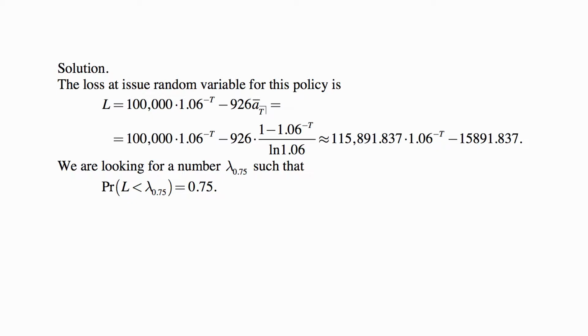The loss at issue random variable for this policy is $100,000 paid at the moment of death, so it's the present value of the death benefit, minus the premium that the company receives as a continuous life annuity, which is 926 times ā angle T. Okay, but ā angle T is (1 minus v to the t) over delta. Delta is the natural logarithm of 1.06, and 1 minus v to the t is 1 minus 1.06 to the minus t.